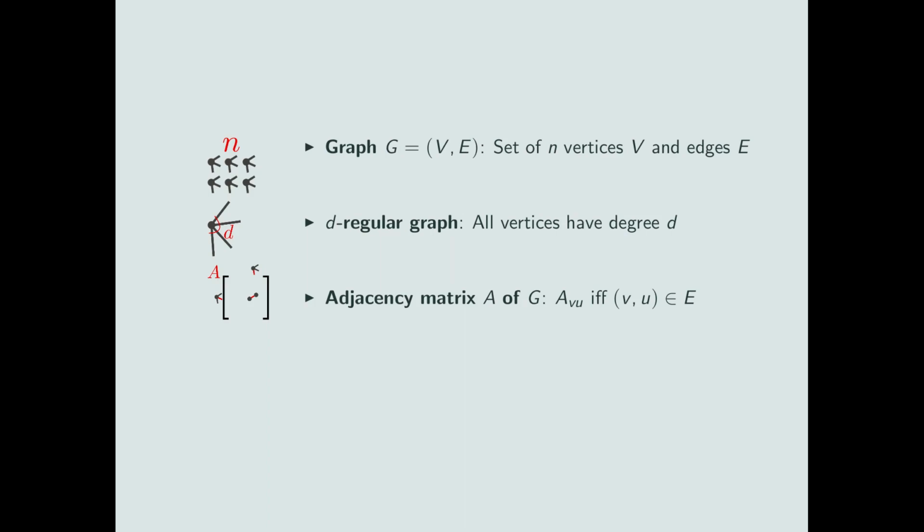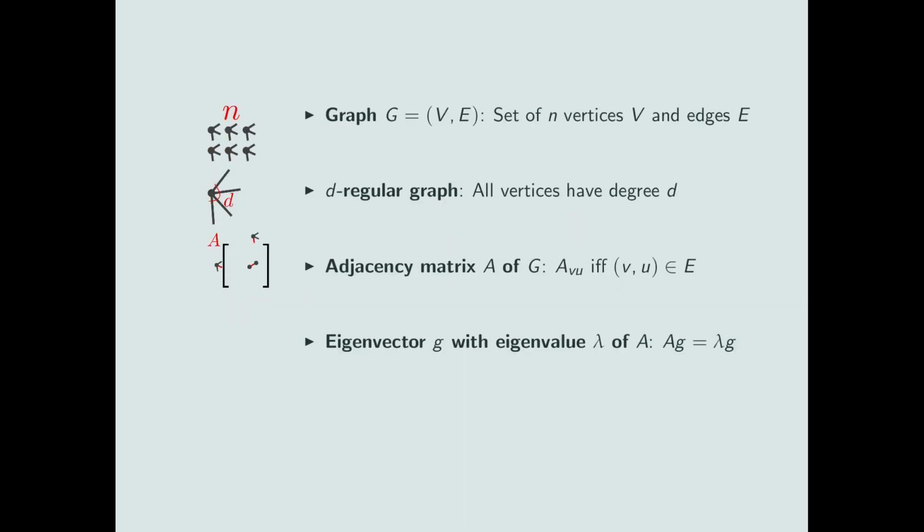We'll also denote the eigenvalues of A by lambda. Anytime we mention eigenvalues in this talk, we'll be referring to the eigenvalues of the adjacency matrix of some graph. Finally, it's important to mention that all graphs we'll use are undirected and unweighted, which means their adjacency matrices are 0, 1, and symmetric.